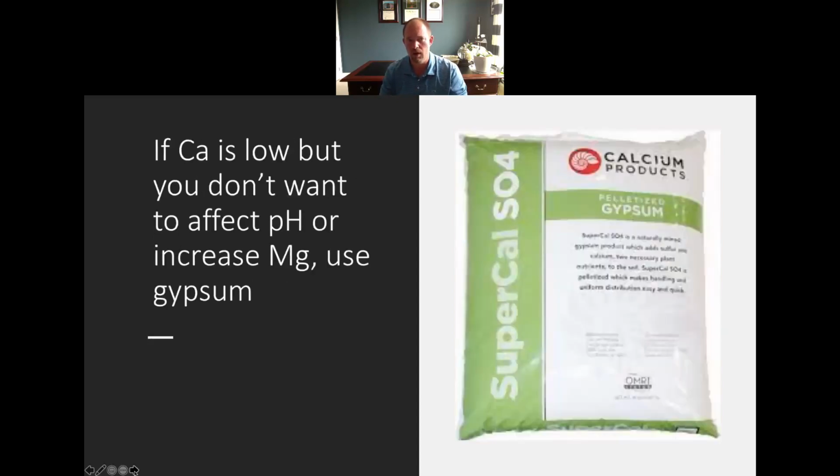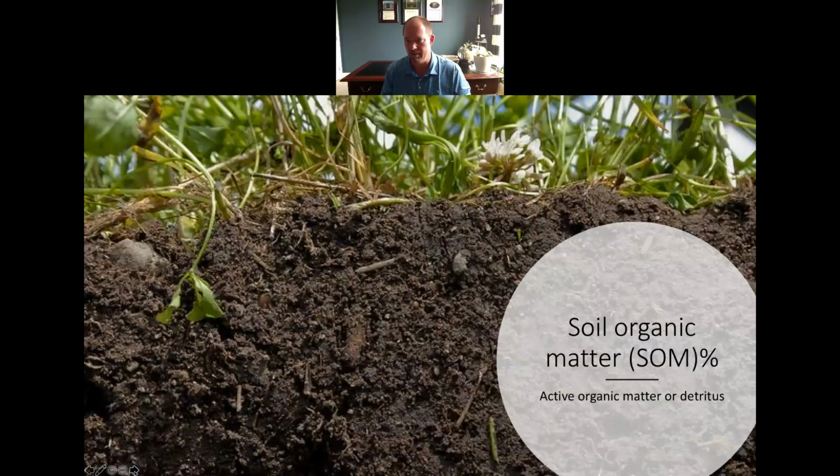If the calcium is low and you don't want to affect pH, so let's just say your pH is in that 6.5 to 7 or maybe 7.2 range, so we don't really want to raise that pH, but the magnesium is too high and we don't have enough calcium on the base saturation, then that's a situation where we're going to want to use gypsum. Gypsum is calcium sulfate. So it's contributing calcium, but it's balanced out with the sulfate, so it's not going to raise pH. It's going to have a net neutral effect on the pH of the soil, but it's a way that we can get that calcium up in a soil without raising the pH.